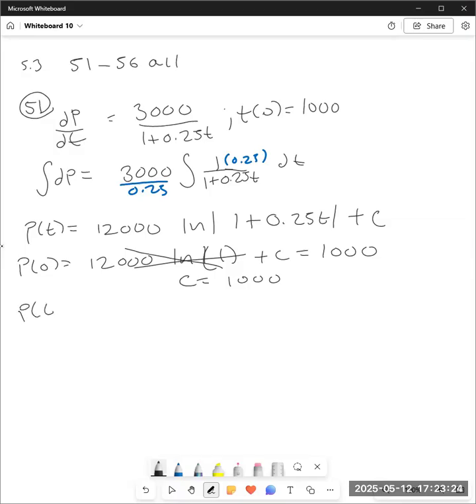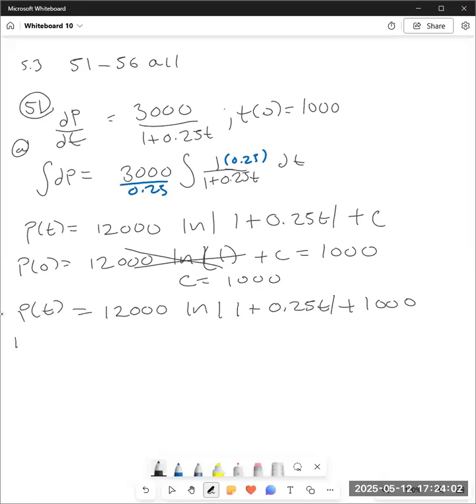That makes P of t equal to 12,000 ln of the absolute value of 1 plus 0.25t, plus 1,000. Since my t values are always greater than or equal to 0 here, since we're talking about time, I really don't need absolute value bars here. I'm just going to leave them anyways, though, since that's part of your formula. So this was part A, to find the model for the population, and I'll leave it just like that.